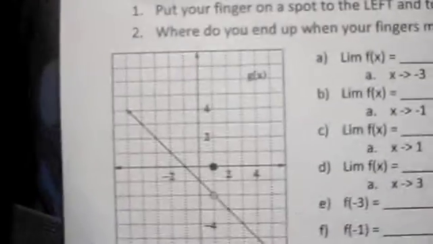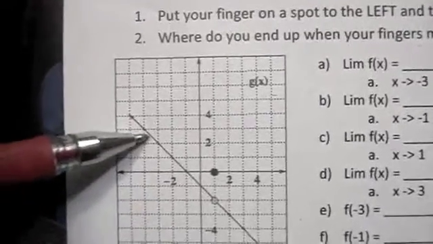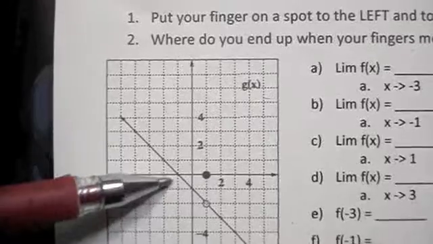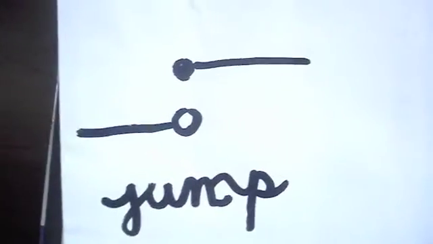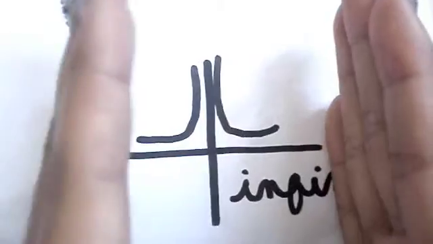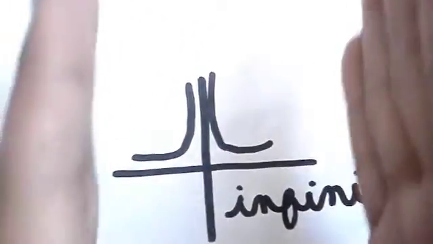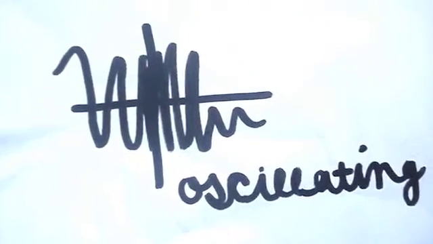For this one, in the graph, we see that when x is negative 3, f of x equals 2. When x is negative 1, f of x is 0. So the limit does not exist because the points do not meet from left and right. For infinite, it does not exist because it has a vertical asymptote and unbounded behavior. And then for oscillating, because it's wiggly and we cannot find the exact point.